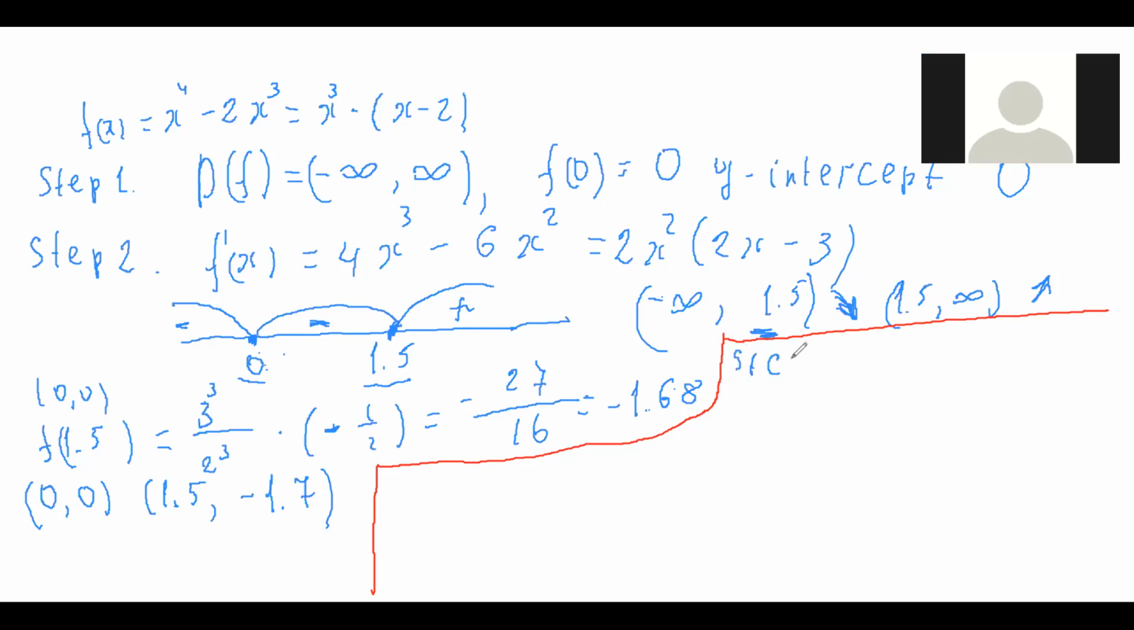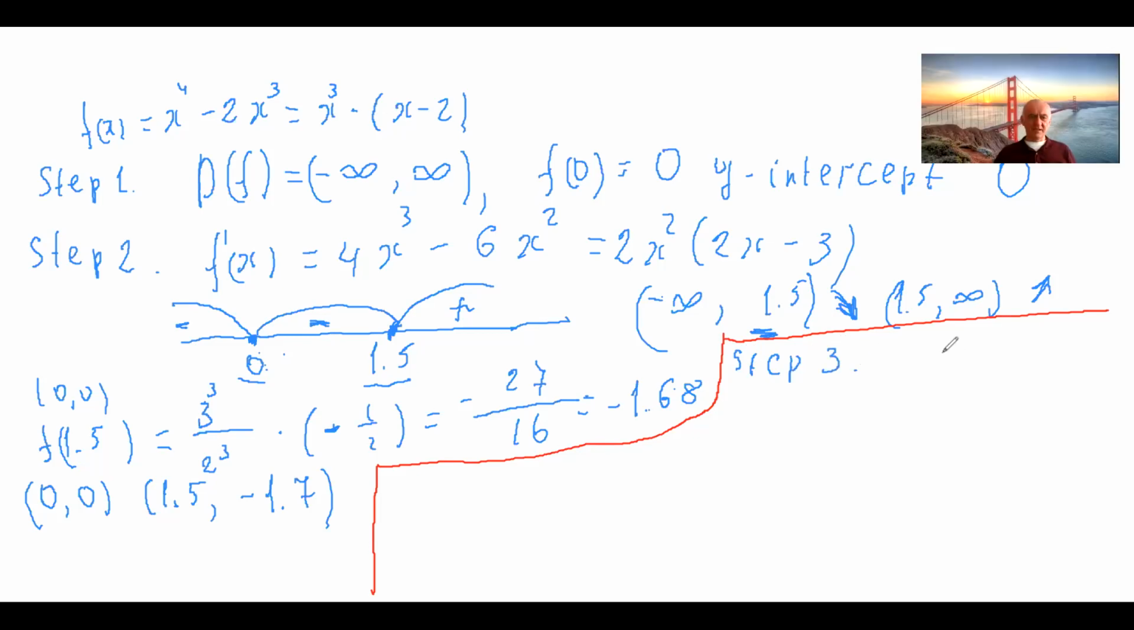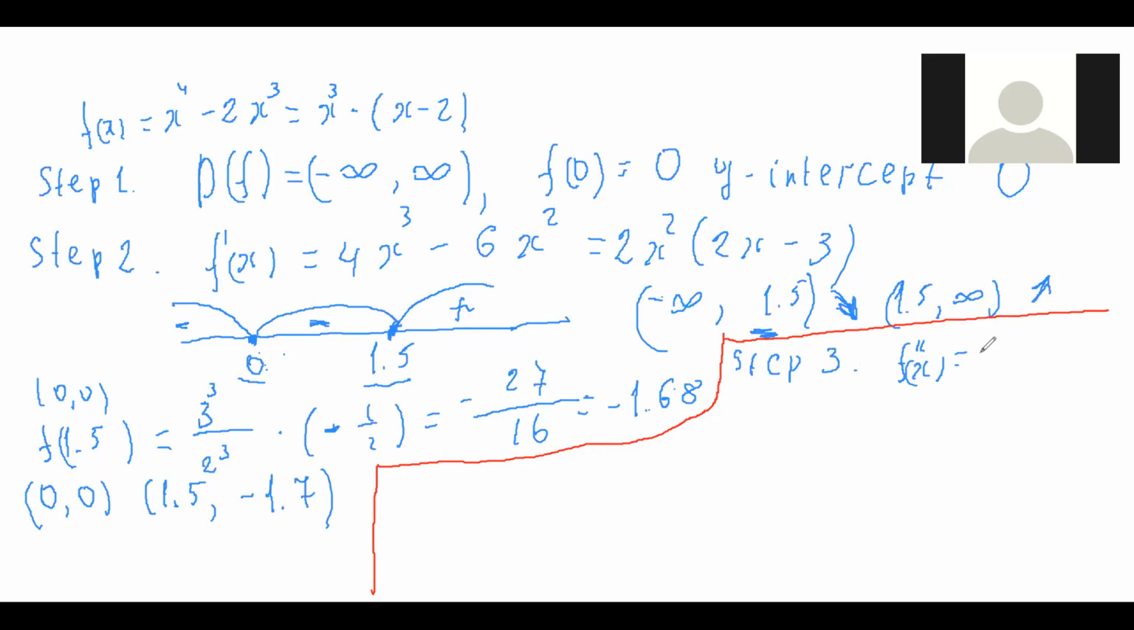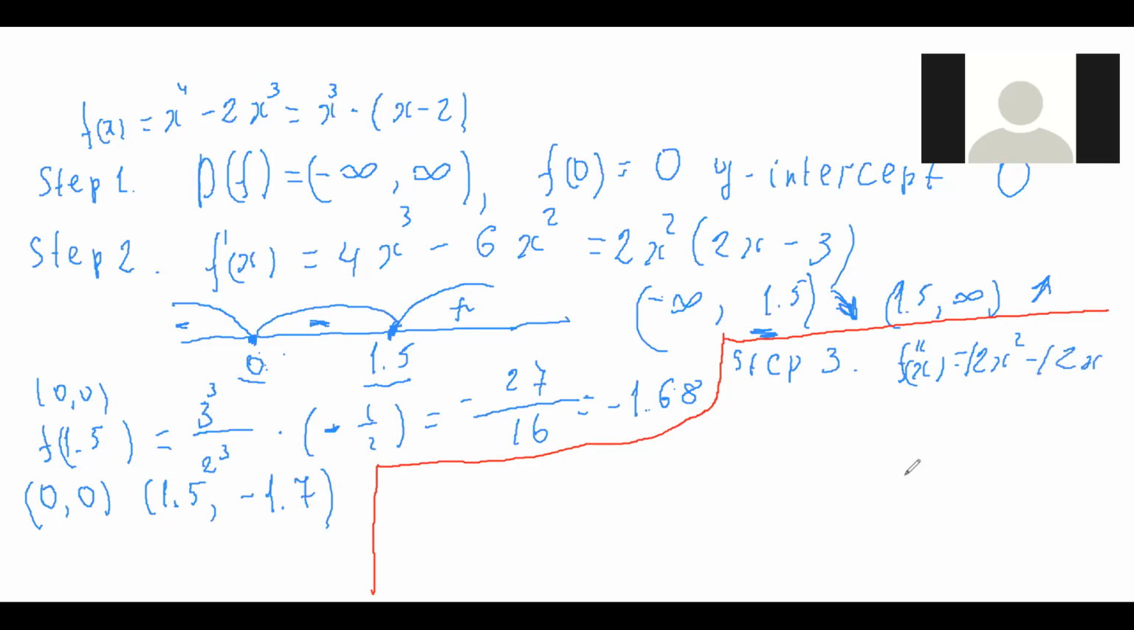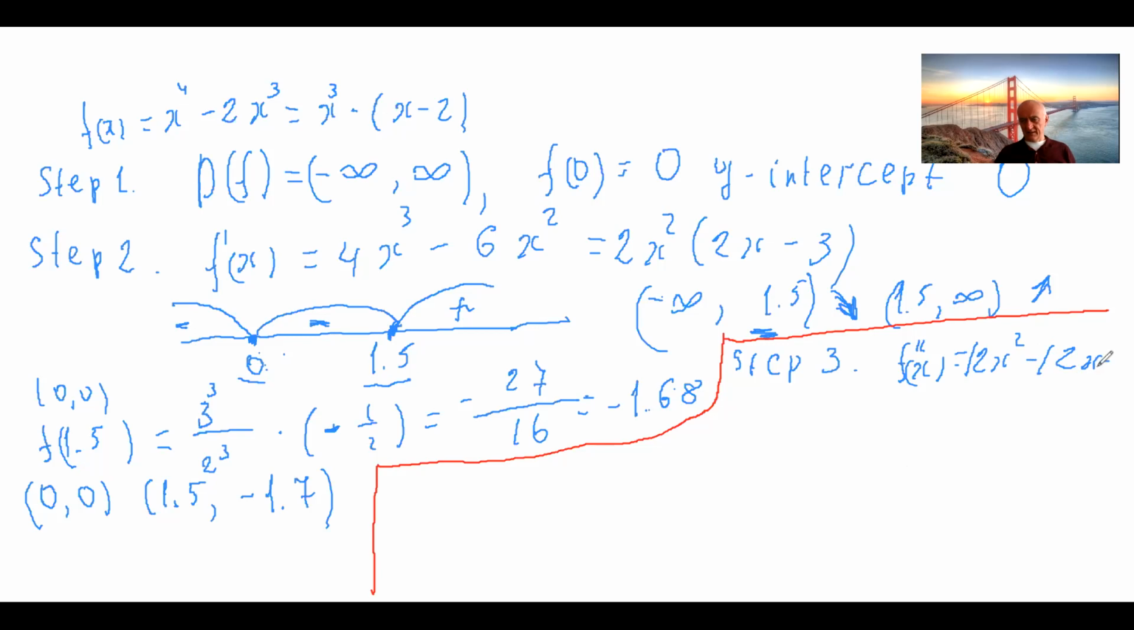Step 3. And step 3 is to find the second derivative. And the second derivative is going to be 12x squared minus 12x. Yes, 12x squared minus 12x. Very good. Okay, and let me factor out 12x. 12x, and in the parentheses we have x minus 1.